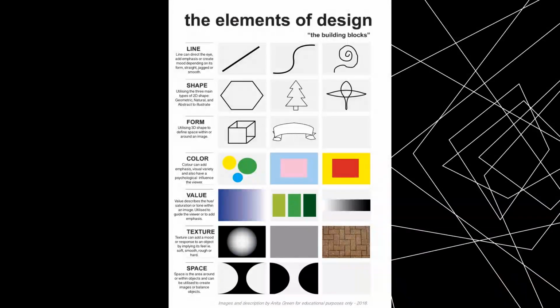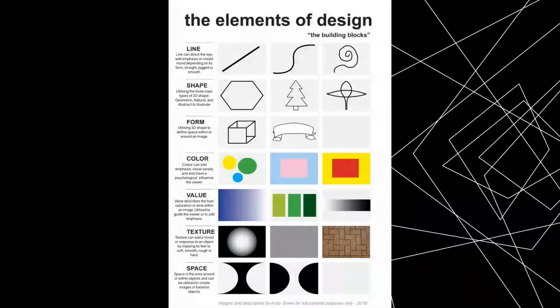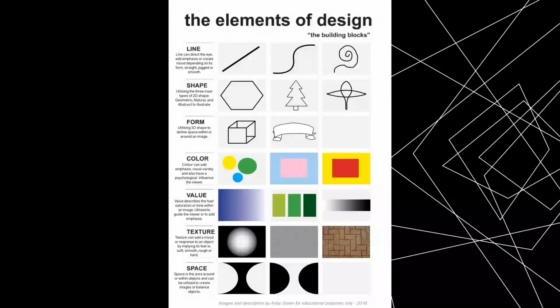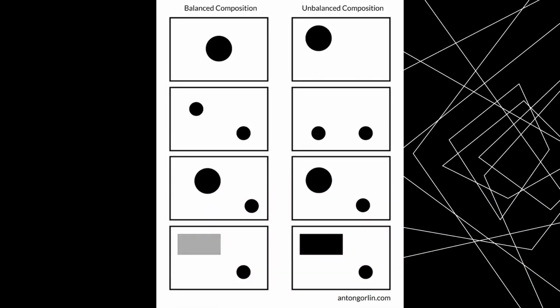Shapes are 2D closed spaces defined by lines, so these would include your circles and squares. Your form is the three-dimensional representation of shape, which adds a sense of depth. So when we did our gesture drawing exercises, we started with lines and shapes and ended in our long gesture by using shading to create a sense of form.